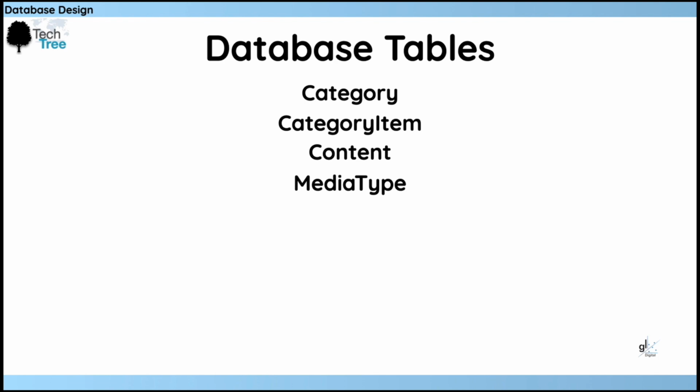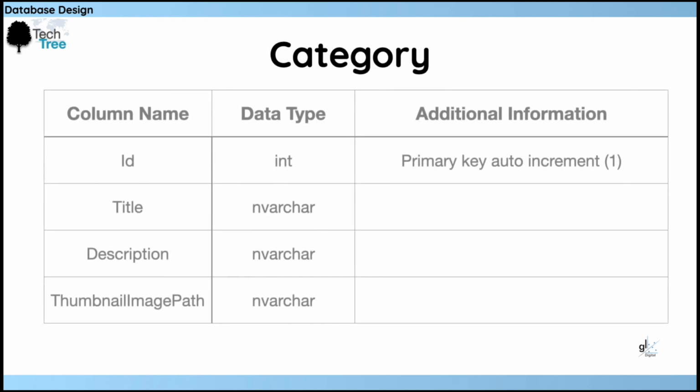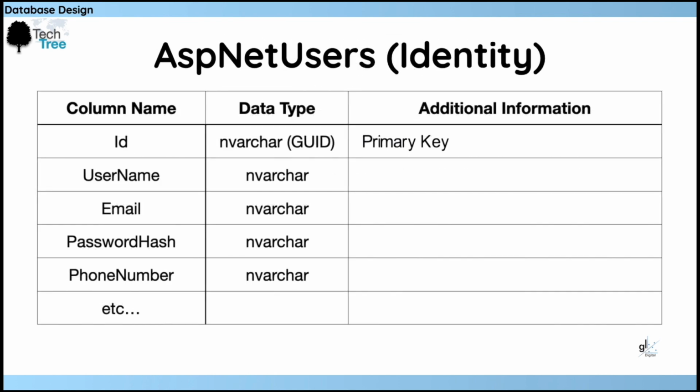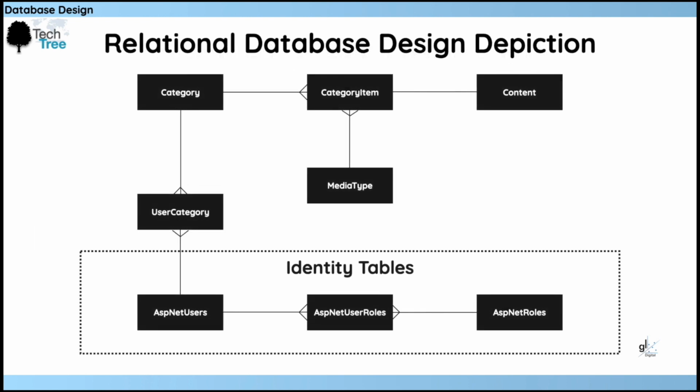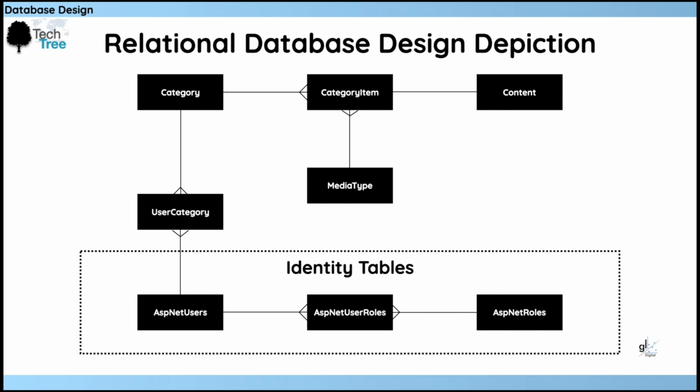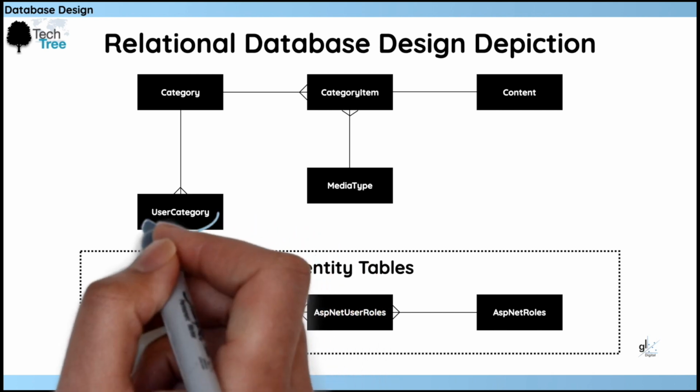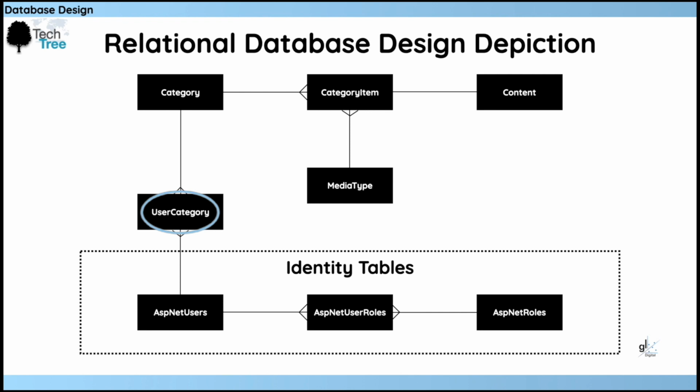Still outstanding is the necessary functionality required for an administrator to input data for the user category entity through our web application. So the category entity has a many-to-many relationship with the ASP.NET Users Identity Table. We are using the User Category table to join our custom tables with the identity tables. The User Category table can be described as a join table and facilitates the many-to-many relationship between the category table and Identity's ASP.NET Users table.